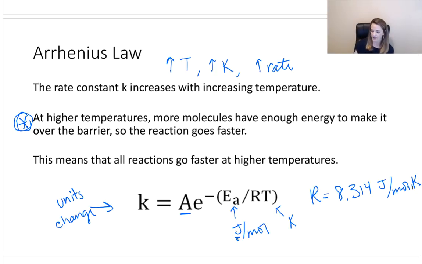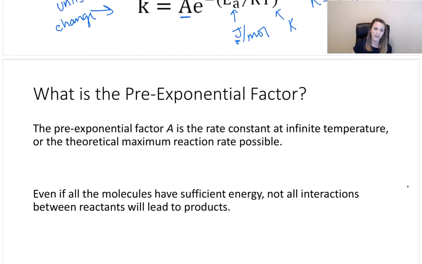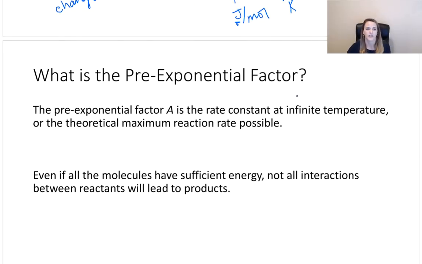Okay, so let's look at A. What is that A? A is called the pre-exponential factor. So the pre-exponential factor A is the rate constant, so it's technically a little k. It's the rate constant at infinite temperature, or the theoretical maximum reaction rate possible. Whew, that's a mouthful, right?